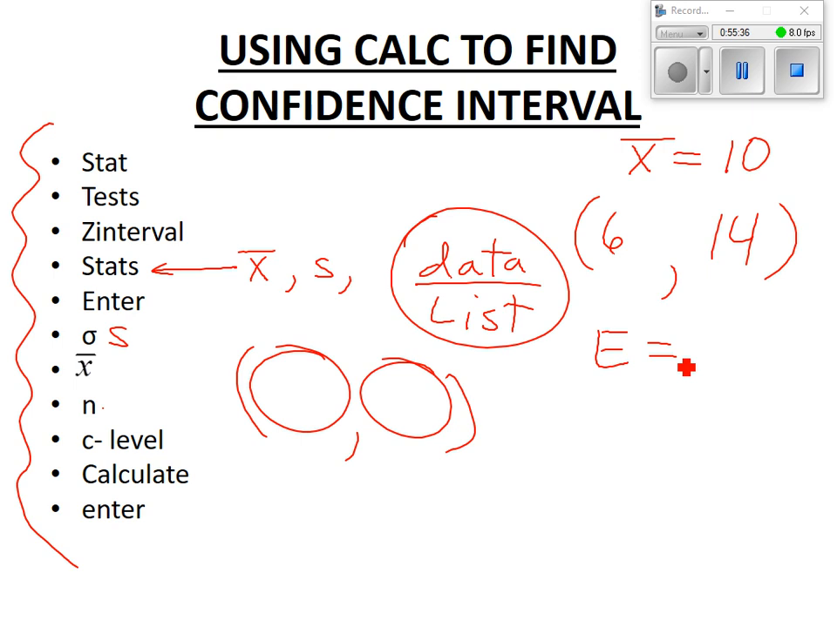Remember, how did we get this side? We had our mu that was here. How did we get this side over here? Subtract X bar minus E, right? Oh, well, 10 minus 4. So E is 4. How did we get this other side? Yeah, X bar plus E, so it was 10 plus 4, right?